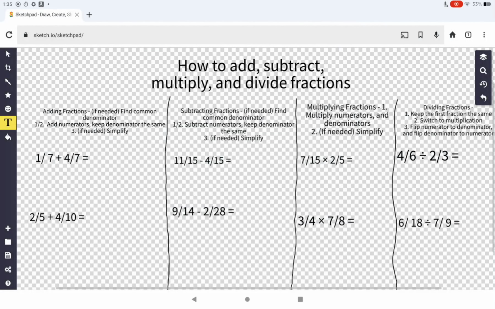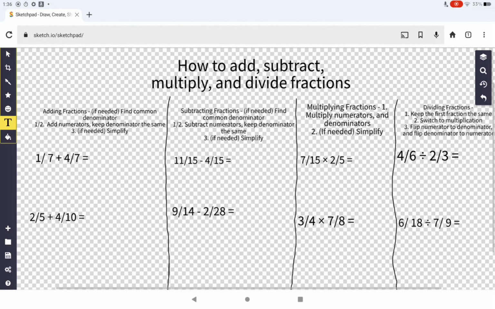So first we're going to go through two examples of each: two examples of how to add, two examples of how to subtract, two examples of how to multiply, and two examples of how to divide fractions. So adding fractions, subtracting fractions, multiplying, and dividing fractions. First we're going to start with adding, and then we'll go to dividing last. We'll go from left to right.